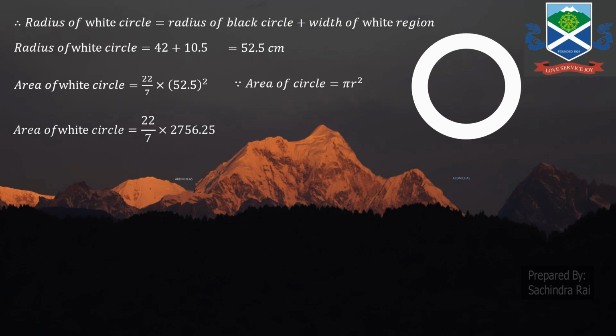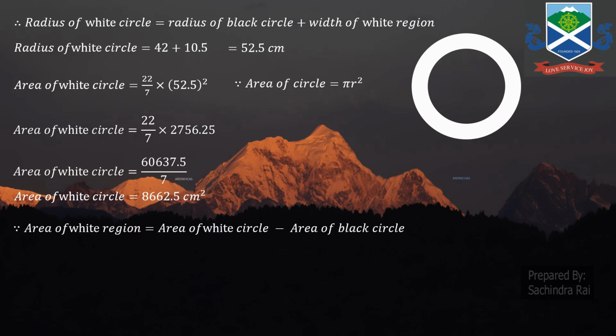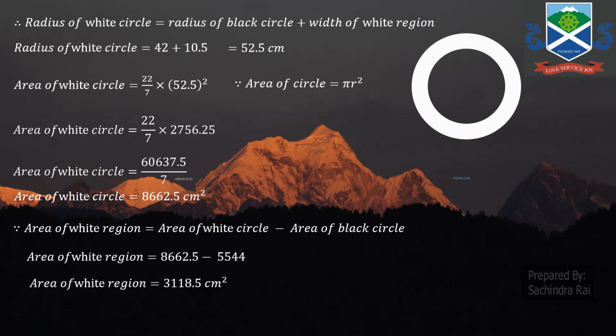2756.25, and multiplying this number by 22 we get 60637.5 by 7. Dividing this by 7 we get the area of the white circle as 8662.5 centimeters square, and the area of the white region or the white ring is given by the area of the white circle minus the area of the black circle. By putting the value of the white circle and black circle, we get the area of the white region as 3118.5 centimeters square.